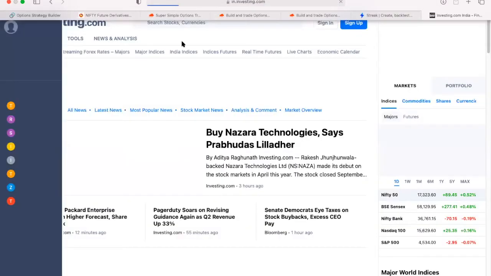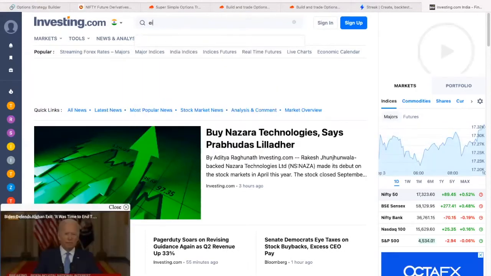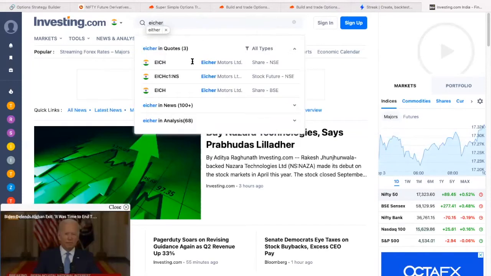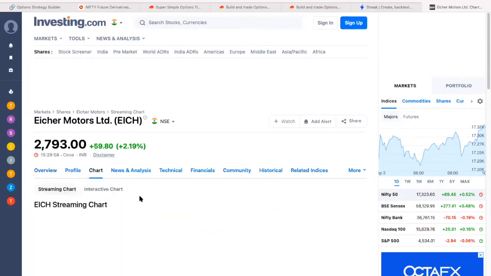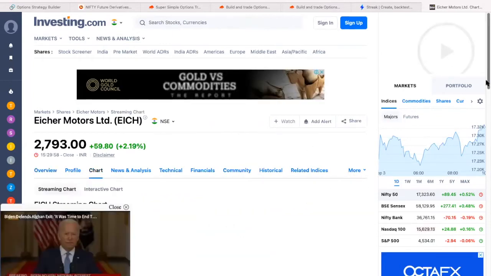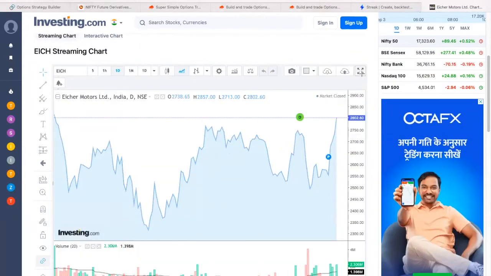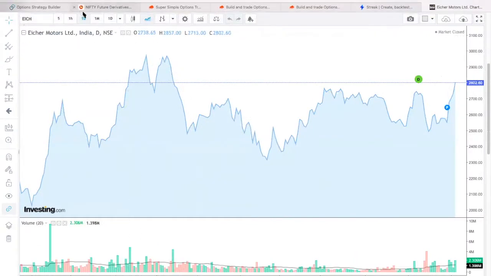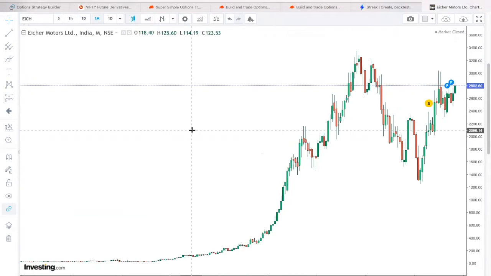in.investing.com. So I'll just take Eicher Motors. This is Eicher Motors. I'll take a monthly candle. So this is a monthly candle of Eicher Motors. If you take a monthly candle of Eicher Motors, the entire life history is in front of you.